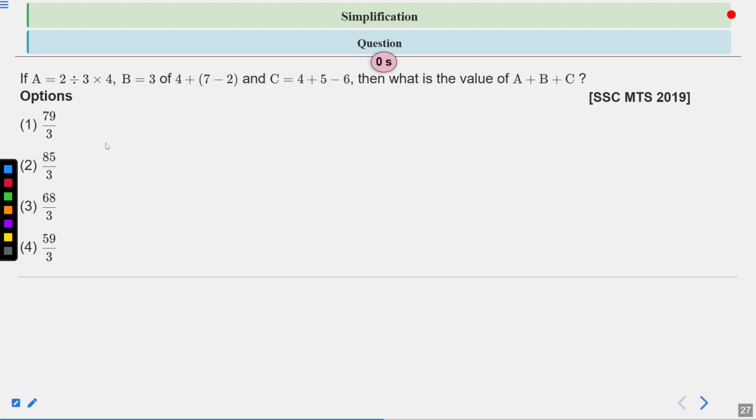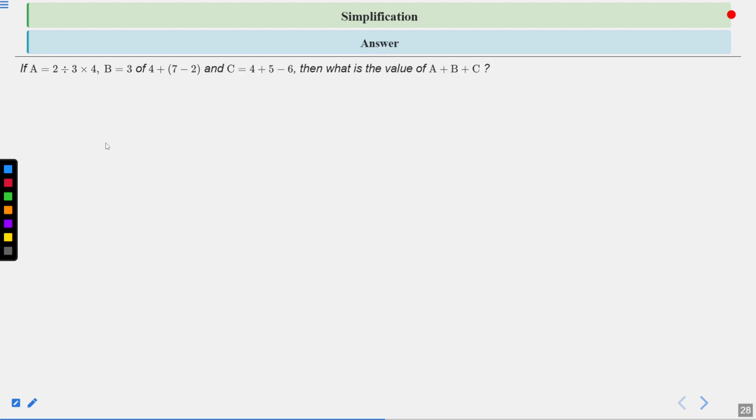Now time's up. Let's see the solution of this question. So first we need to calculate the value of A by this expression. Then we also calculate the value of B by using the BODMAS and simplification rule, and the value of C. Then we calculate A plus B plus C. So the correct answer of this question is the third one, which is 68 by 3. Now see the detailed solution using concept 3.3 in this question.